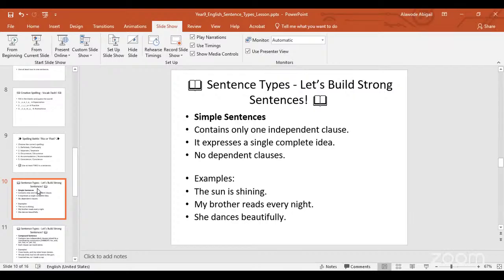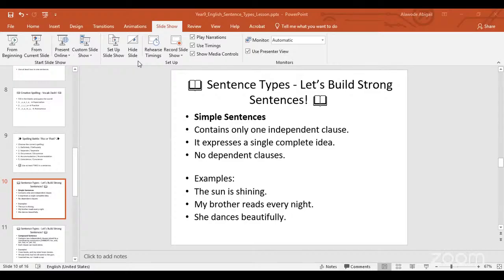So simple, compound, complex. There's also one, compound-complex, but it's pretty much advanced. We can take that maybe later on, but for now, we will focus on these three: simple, compound, and complex. Now let's get started with simple.